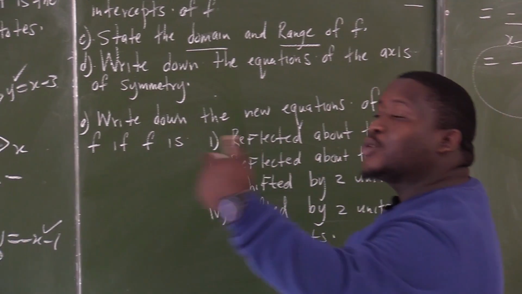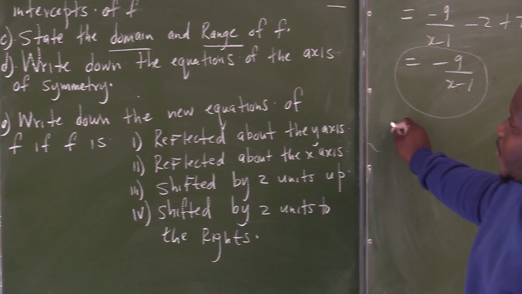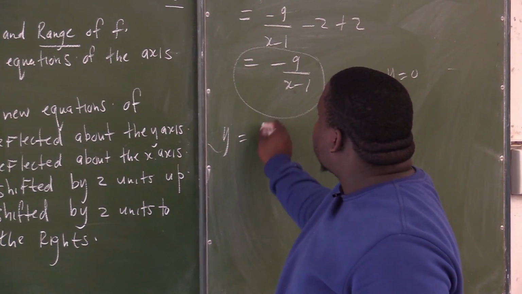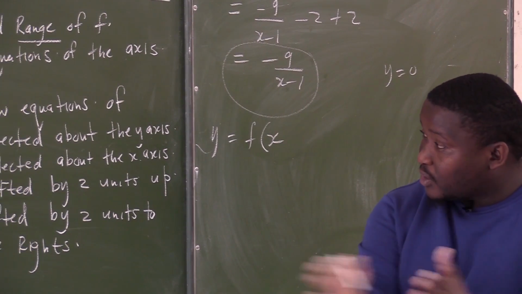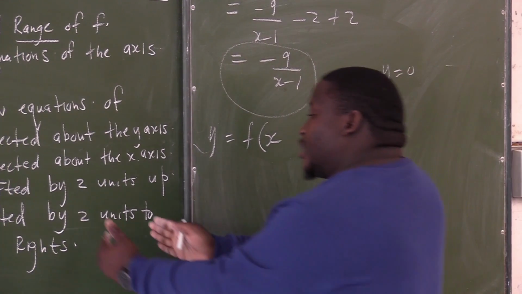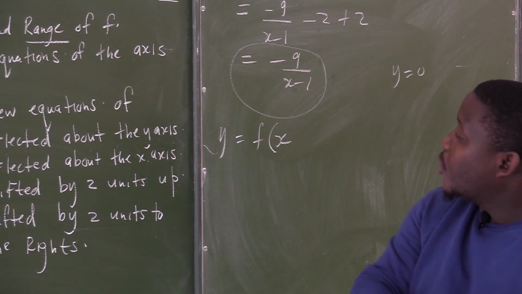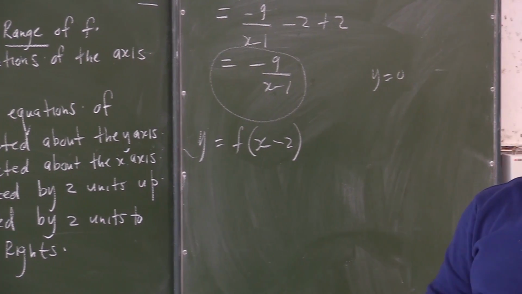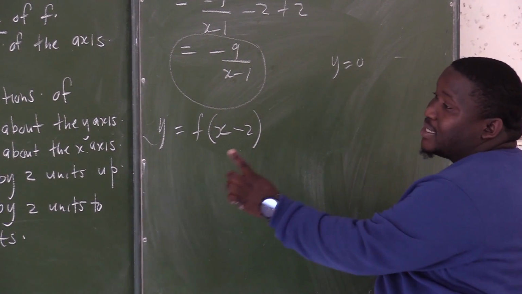But what am I going to do with the equation? You go to the equation. What is the equation there? It was f of x. So the new equation, you then say f of x shifted. I'm shifting x, remember, I'm moving horizontally. If I'm shifting by 2 units to the right, you are going to go to the equation and replace x with x minus 2. You don't replace x with x plus 2. You replace x with x minus 2.